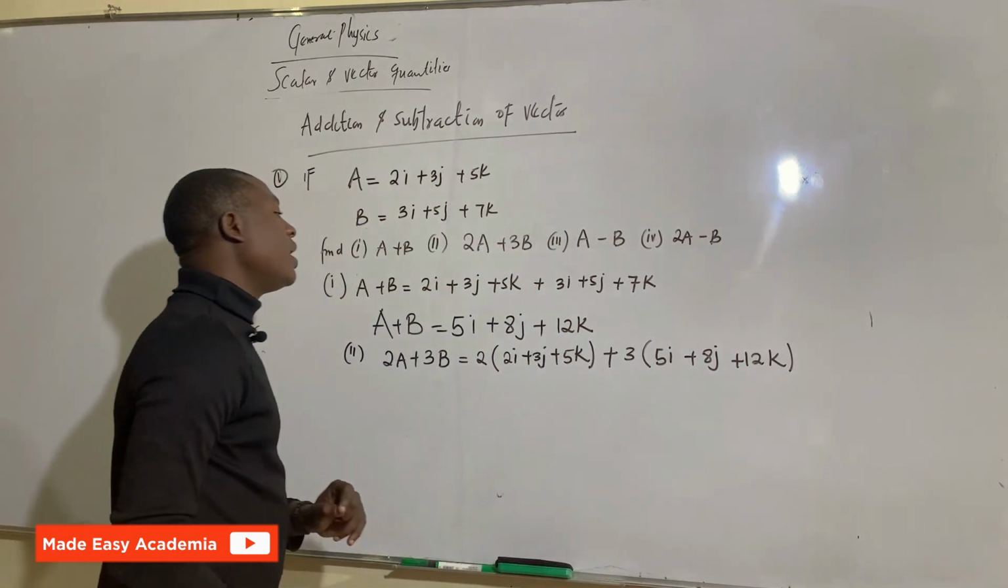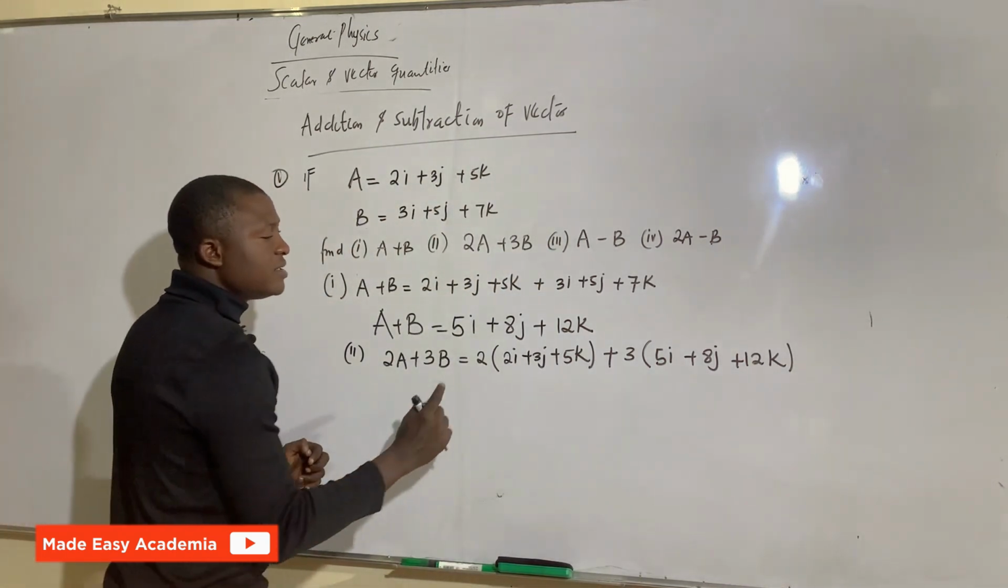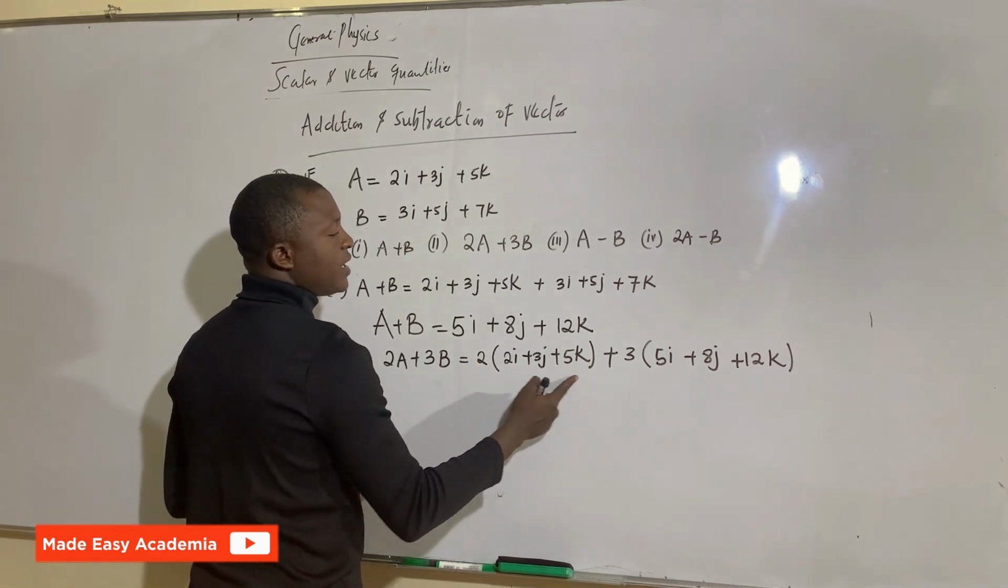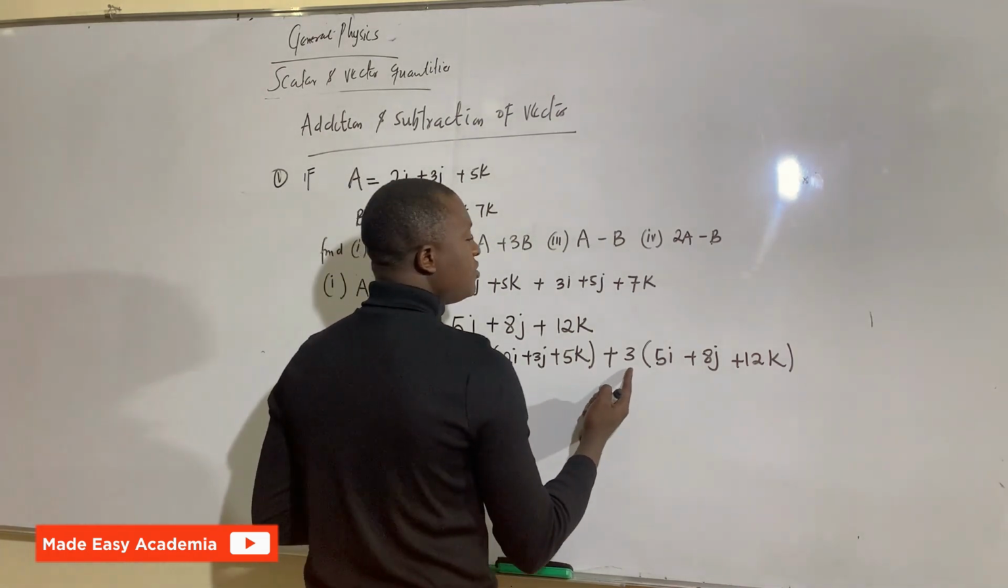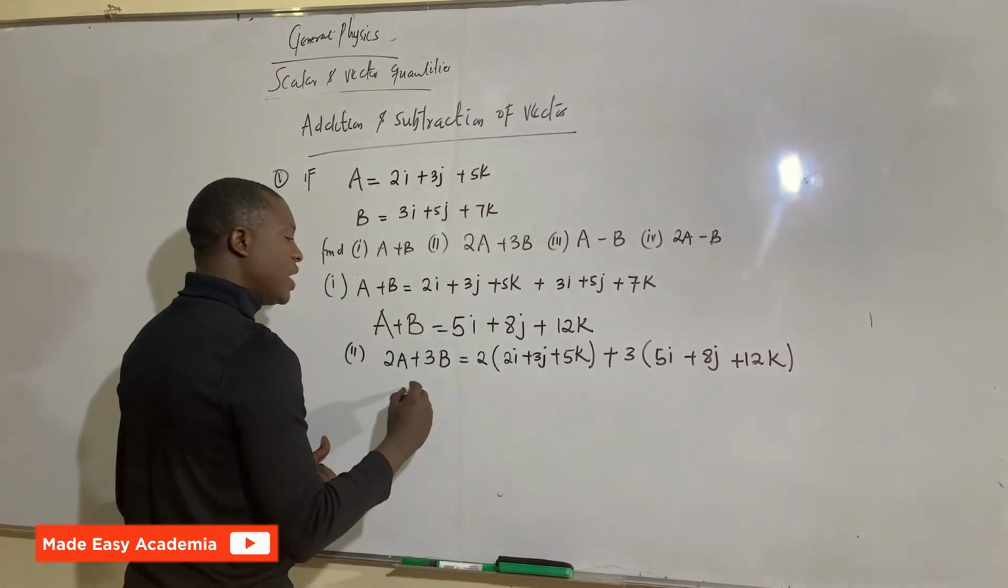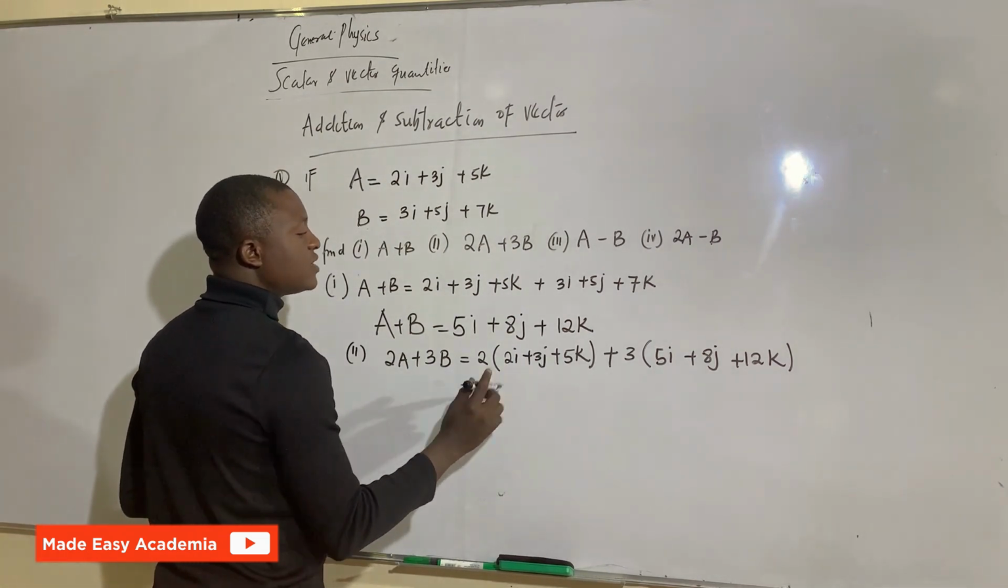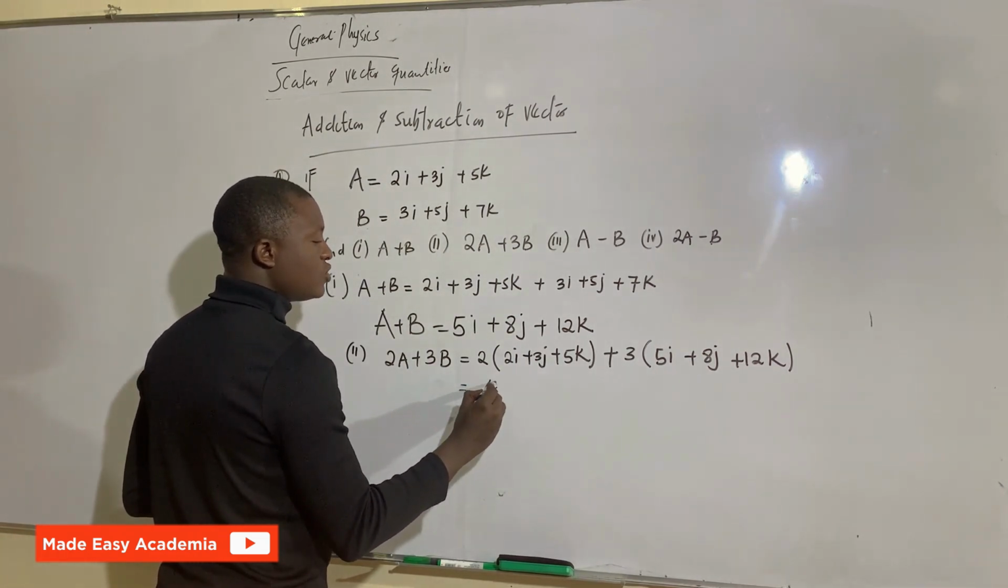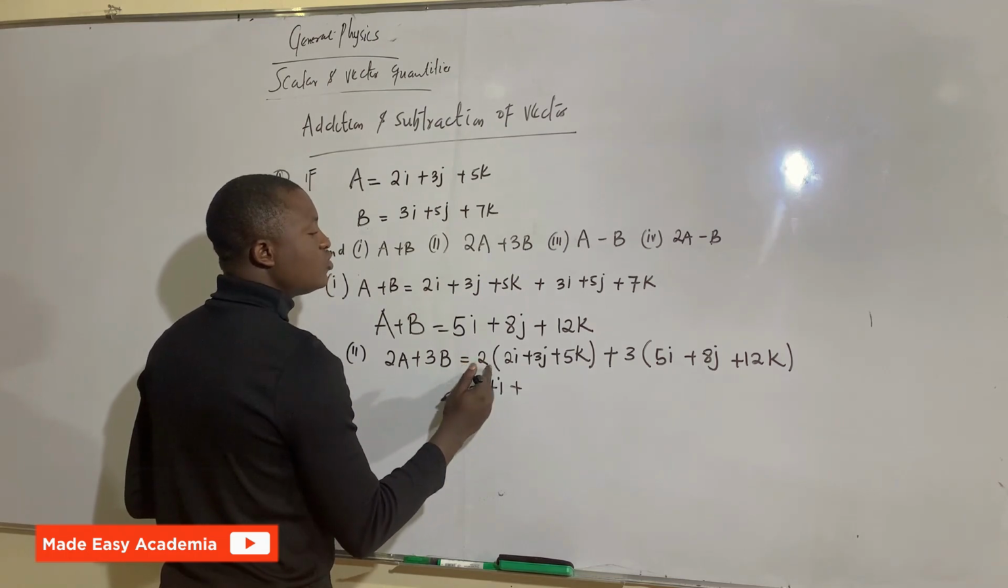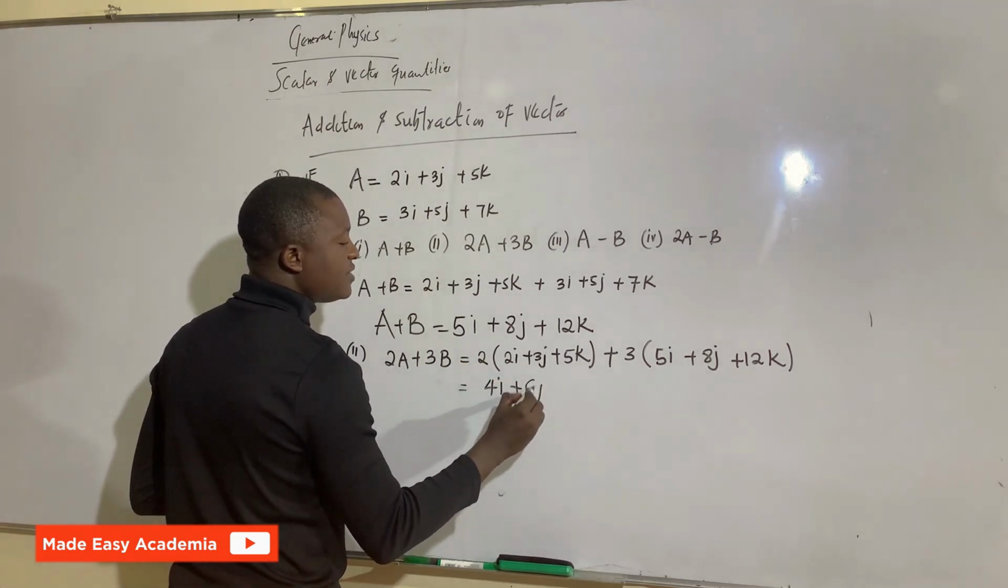So now I want to open the brackets. I will use 2 to multiply everything we have here, and I will use 3 to multiply all we have here. So 2 times 2i, we are going to have 4i. 2 times 3j, we are going to have 6j.